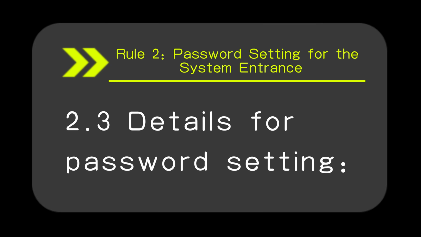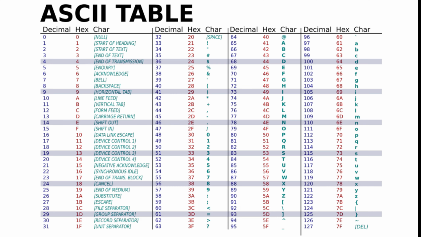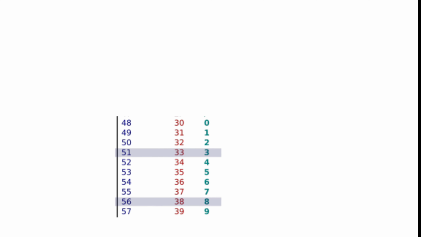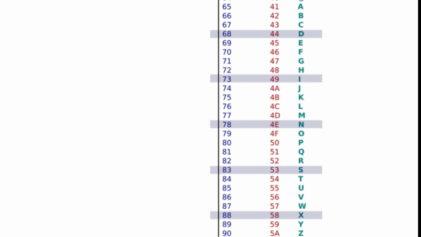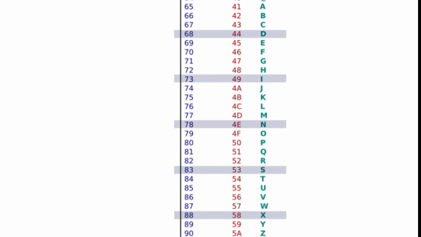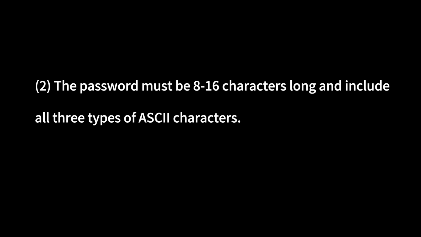2.3 Details for password setting. 1. Only 3 types of ASCII characters are allowed: 0 to 9 digits, a-z lowercase letters, A-Z uppercase letters, and the system is case sensitive. Special characters, e.g., underscore and slash, are not permitted. 2. The password must be 8 to 16 characters long and include all 3 types of ASCII characters.